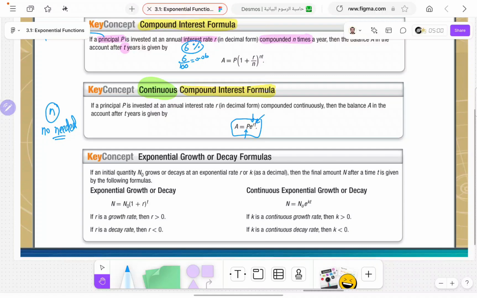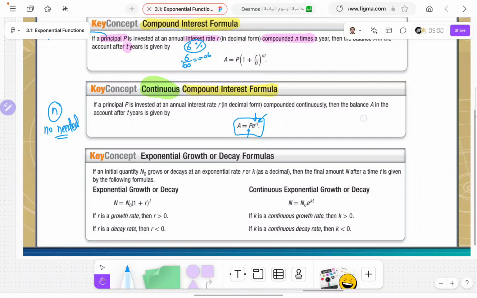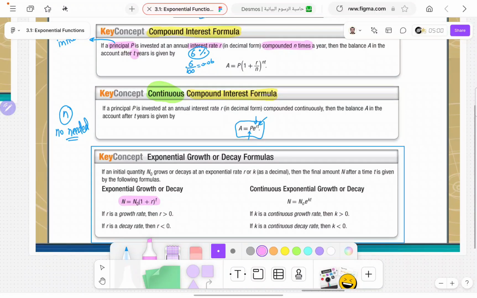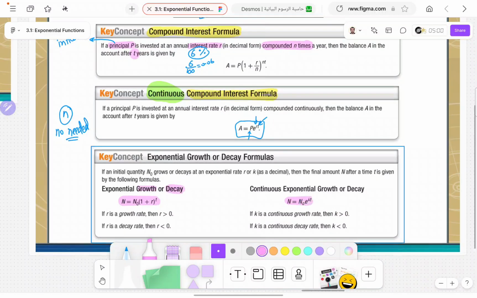Now how about exponential growth and decay? What's the difference between them and the previous formula? No difference. As you can see here, this formula can be used for growth and decay, and the other formula, this one here, can also be used for growth and decay. The difference is that this one is continuous and this one is not continuous.